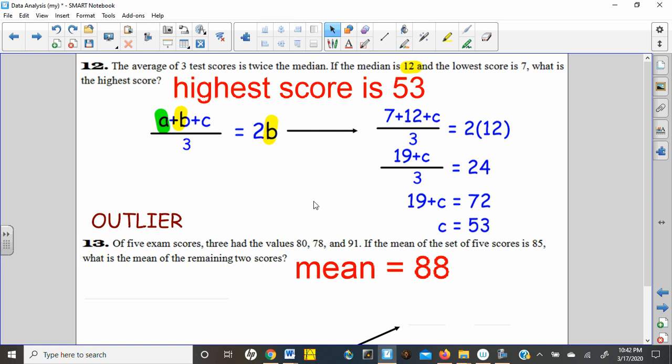By the way, if the first 2 test scores were 7 and 12, and this last test score is 53, I've got an outlier alert going on, because that's way, way, way bigger than the previous scores.